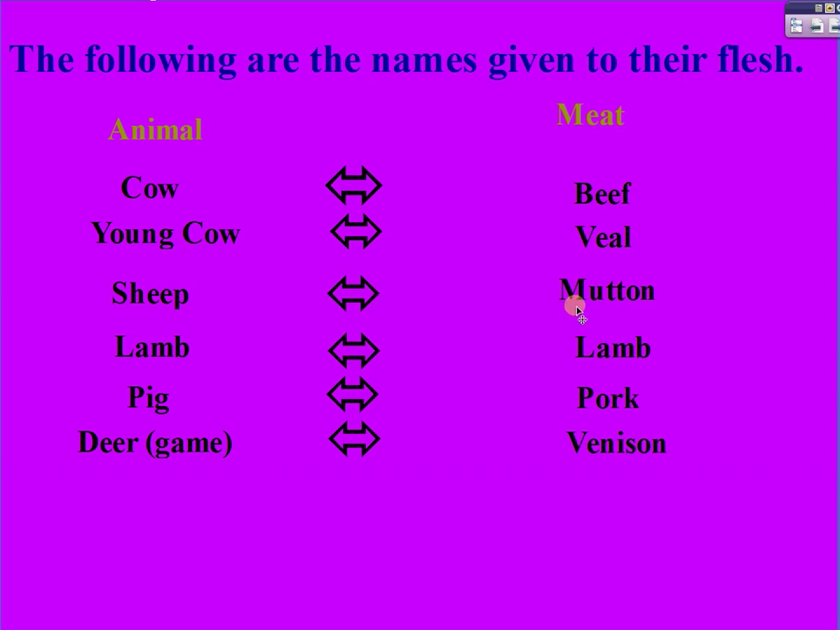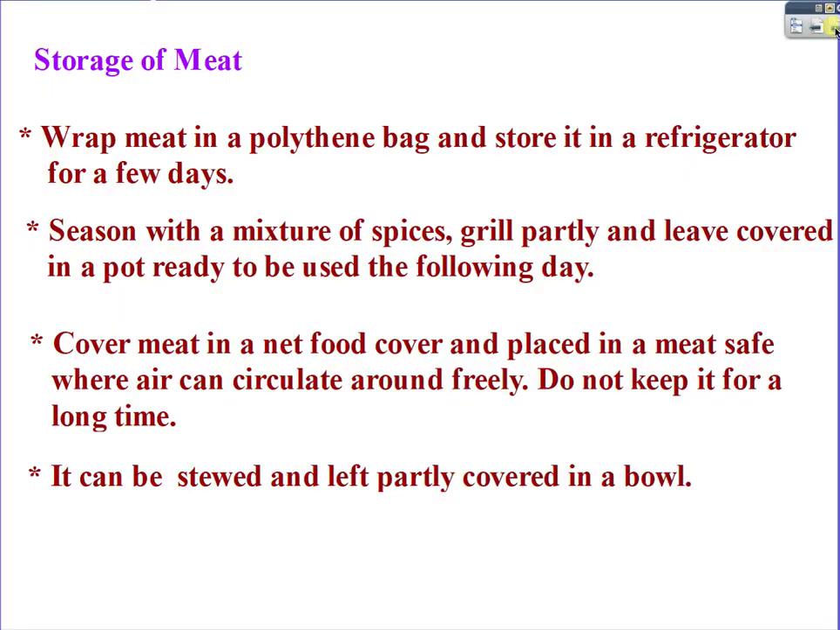We have sheep. The flesh of sheep is what? Mutton. Lamb is lamb. Pig. The flesh of pig is pork. And then deer or game is venison. Venison. Okay.